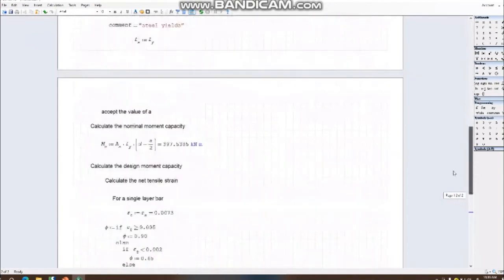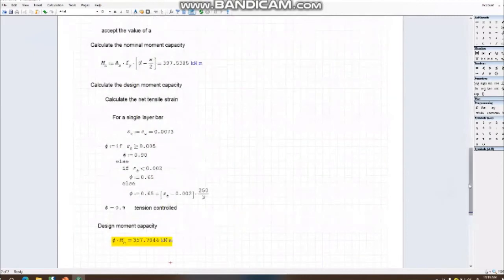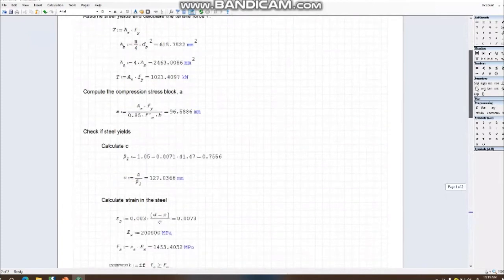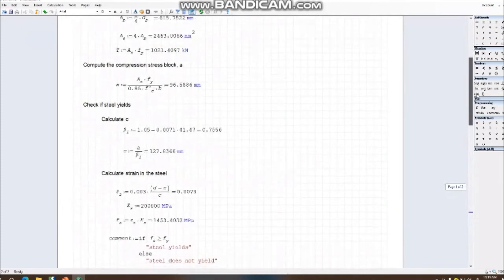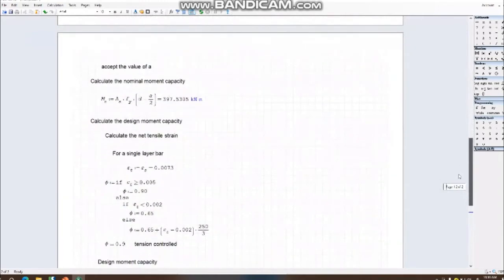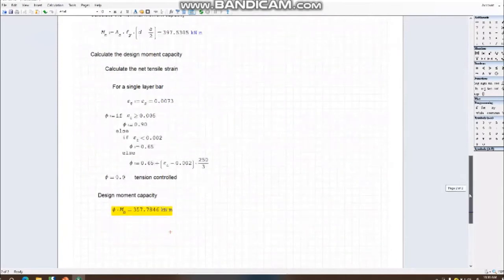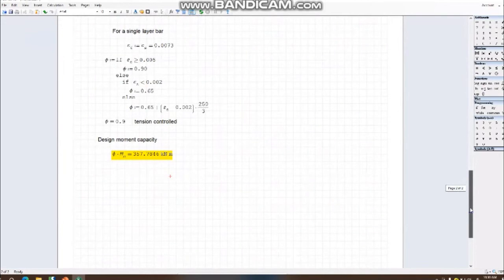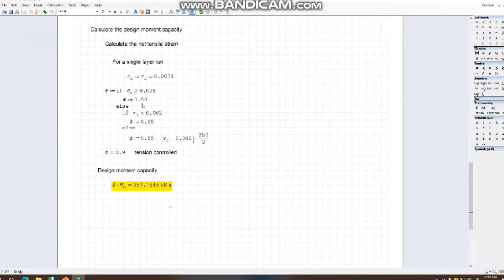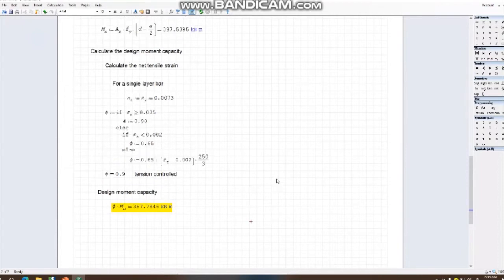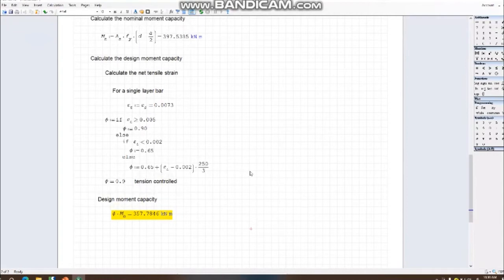And then tension controls here. So the step would be calculate first tension force, calculate the stress block, determine whether your stress block is valid. And kung valid siya, calculate the moment capacity, and determine whether tension control. So pag tension control siya, determine the appropriate reduction factor. So once ma-determine na, then we can now calculate our design moments. Okay, so any questions?